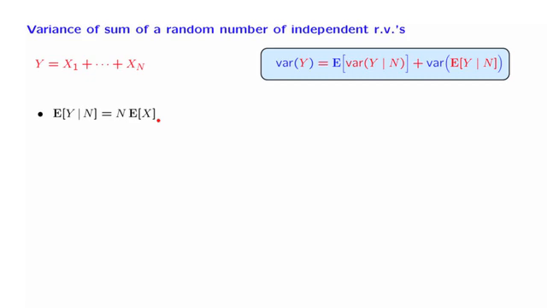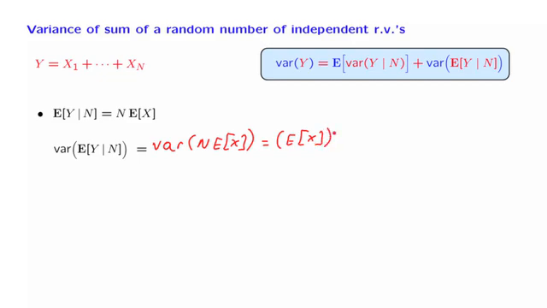Using this information, we can now calculate this term, the variance of the conditional expectation. What is it? It's the variance of capital N times the expected value of X. Now the expected value of X is a constant, and when we multiply a random variable with a constant, what that does to the variance is it multiplies the variance with the square of that constant. And this gives us this term in the law of total variance. Let us now work towards the second term.